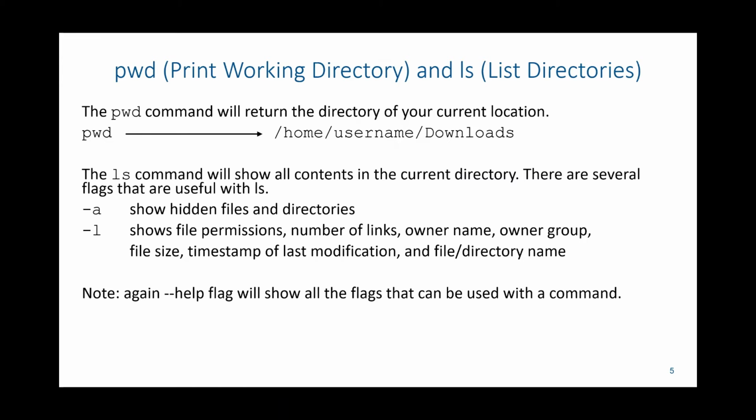If you want to show file permissions, links, owner name, owner group, file size, etc., you'll need to add the -l flag. So for example, if I wanted to show all files in the long format and include the hidden files, I would say ls space -la.